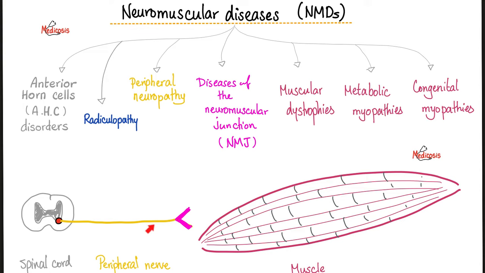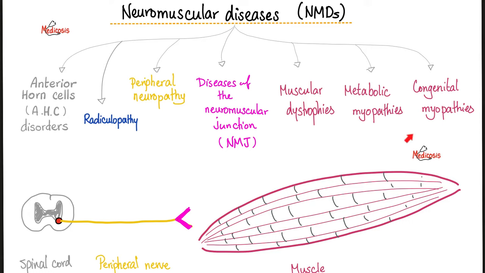Or it could be in the peripheral nerve itself. We call this peripheral neuropathy if the pathology is here in the peripheral nerve. Or the disease could be in the neuromuscular junction between the nerve and the muscle. Neuromuscular, between the nerve and the muscle. Or the disease could be in the muscle itself, and we have many types of these. There are muscular dystrophies. Some of them are caused by metabolic disorders, so we call them metabolic myopathies, and some of them are caused by congenital diseases. We call them congenital myopathies.